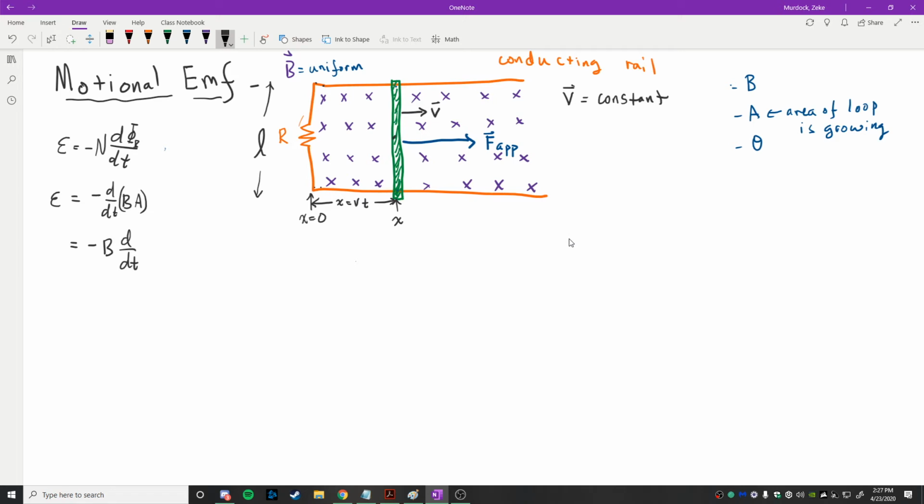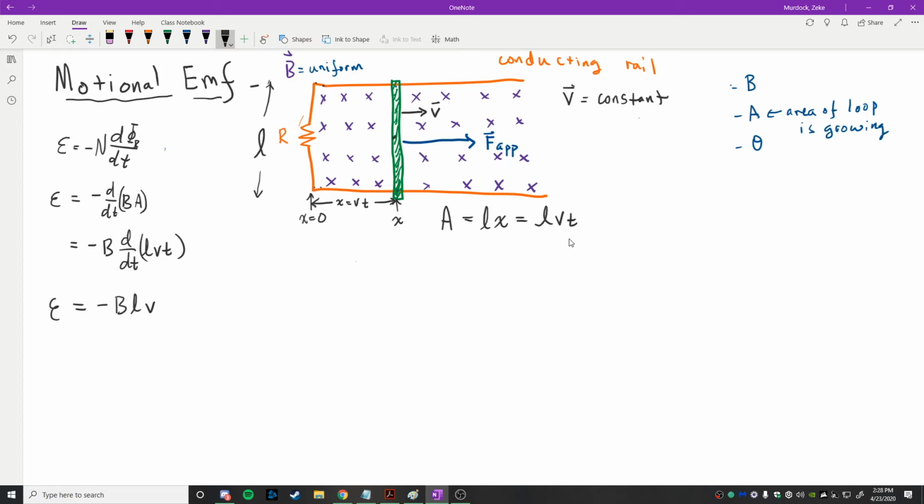And what is the area of this loop? Well, if this length is L, then the area of my loop, if it's a rectangle, is basically just L times x, or L times vt. So the area is equal to L times x at any moment in time, but that's going to be L times v times t. If I plug that in and take the derivative, L is constant, velocity is constant, and so you just have a t. d/dt of t is just 1. So we end up getting negative BLv. That's the EMF. And we don't really care about this negative sign.